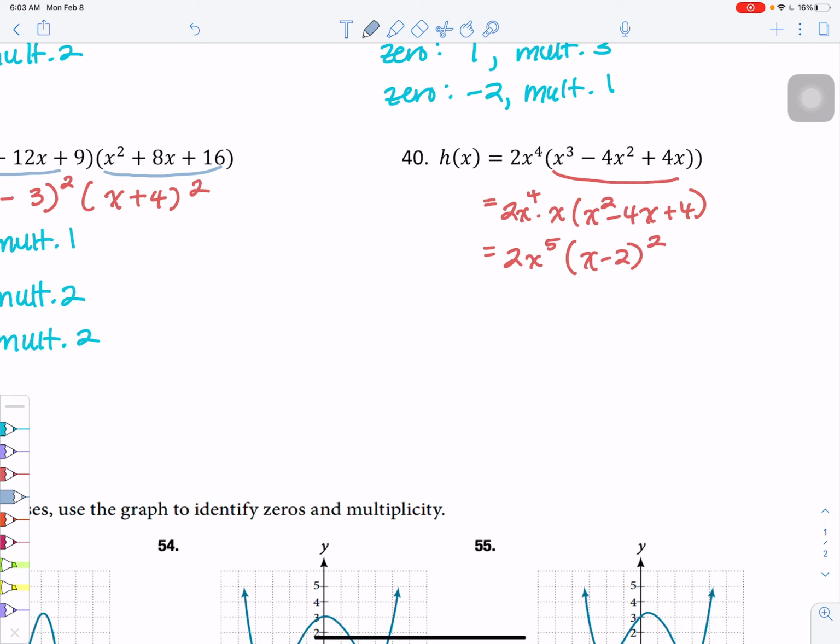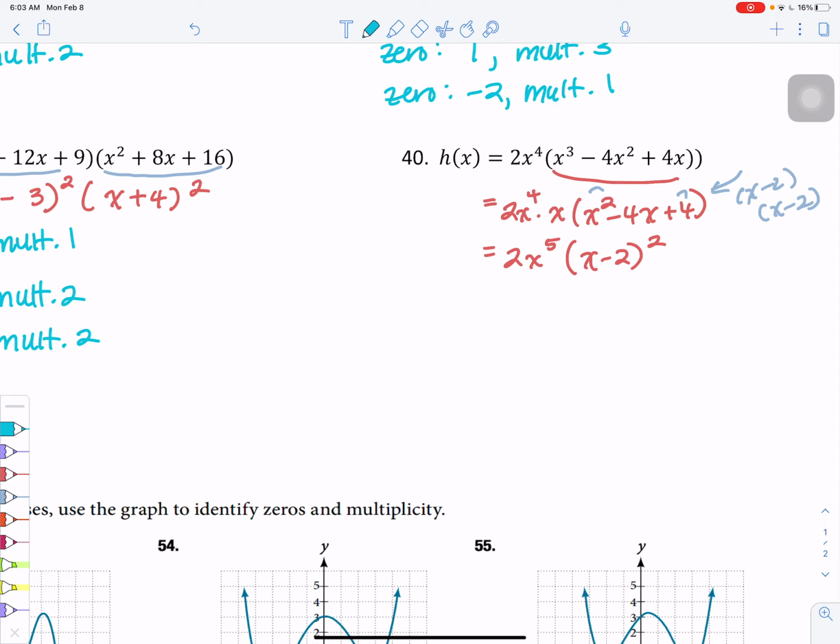This right here is another perfect square trinomial. X squared, square root is x. 4, square root of 2. 2 times x is 2. Multiply that by 2 and you get a 4. So this is really x minus 2 multiplied by x minus 2.